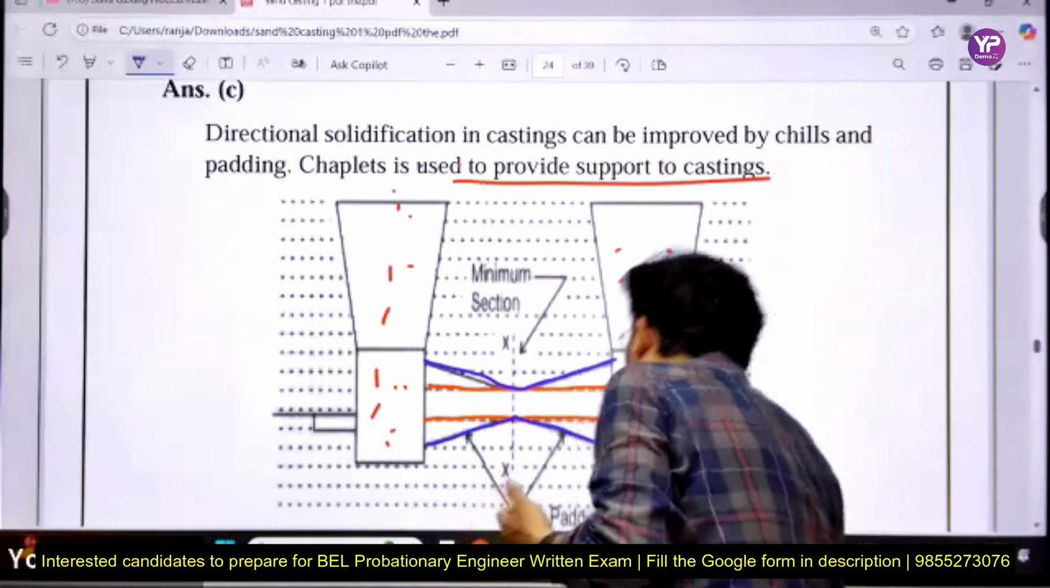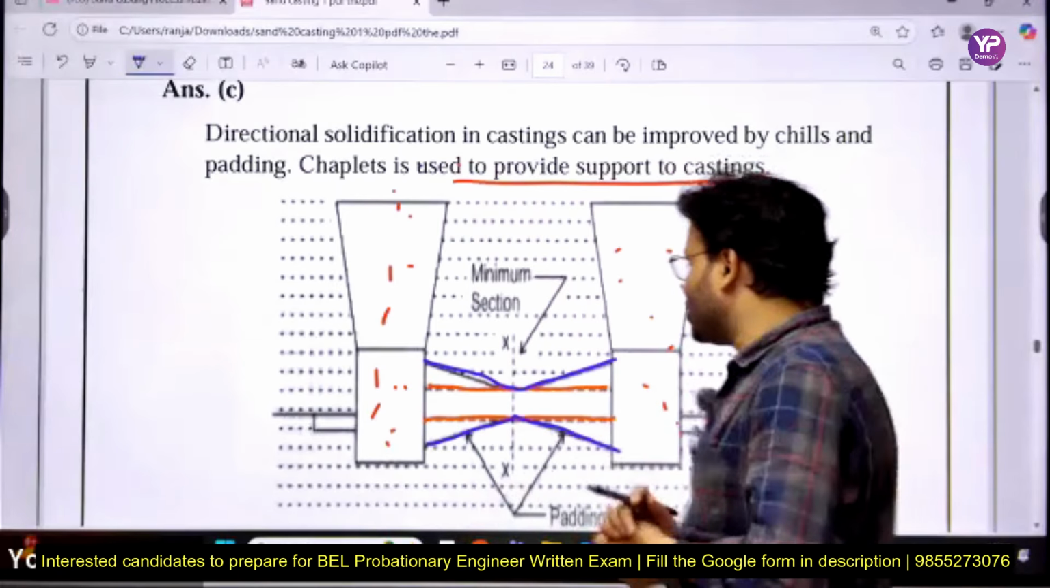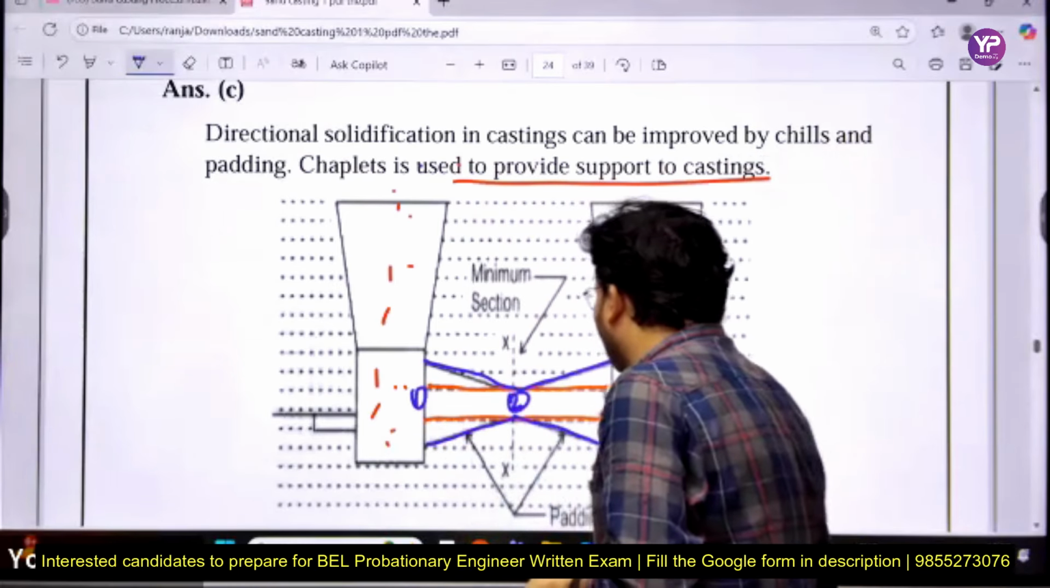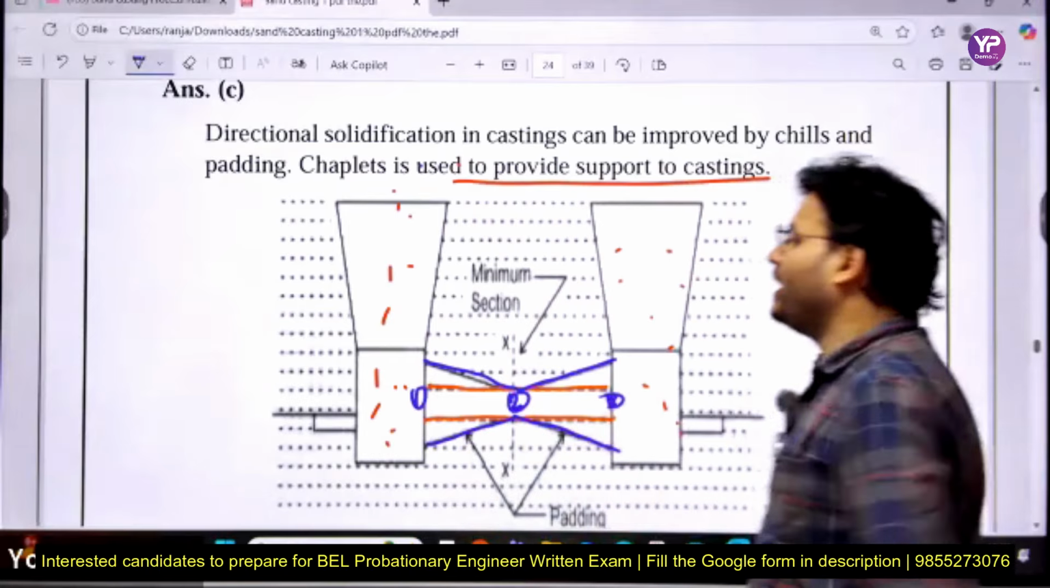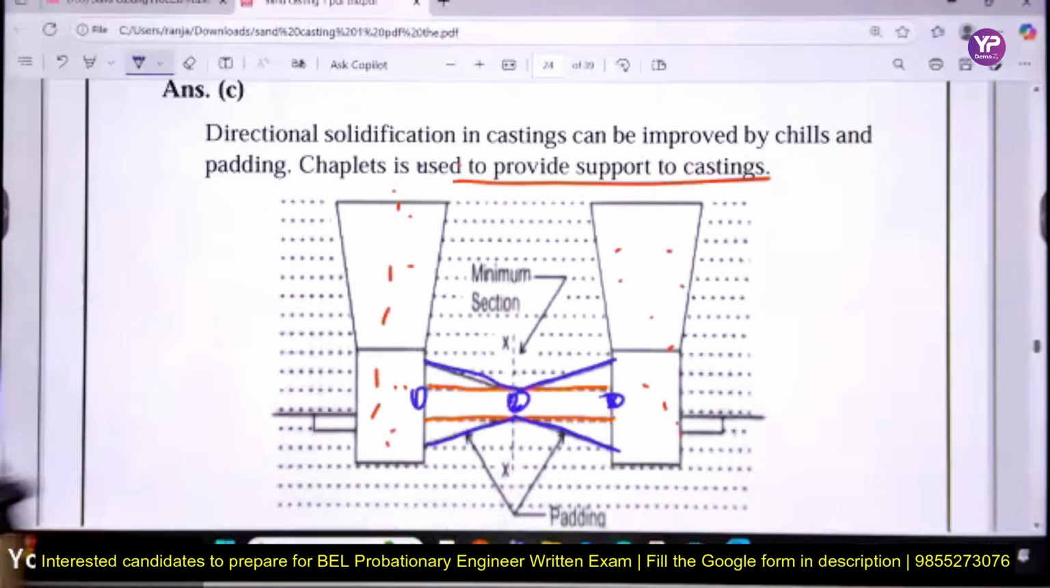Now I will ask, tell me from which point the solidification will start: point 1, point 2 or point 3? From which point will solidification start first? Everyone give the answer. Cross section 2, 2. Everyone is giving 2, 2, 2.